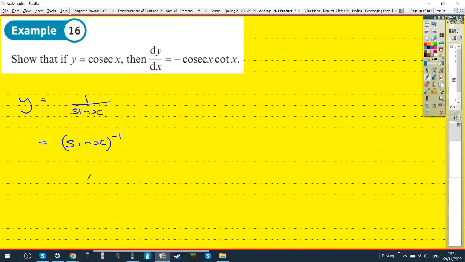Okay. So am I then doing minus 1 and then sine x to the power of minus 2 cos x? Yeah. And so that would become minus cos x times sine x to the minus 2. Yeah. Minus cos x, which is the same as over sine squared x.